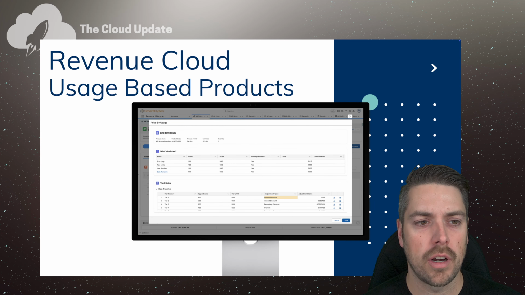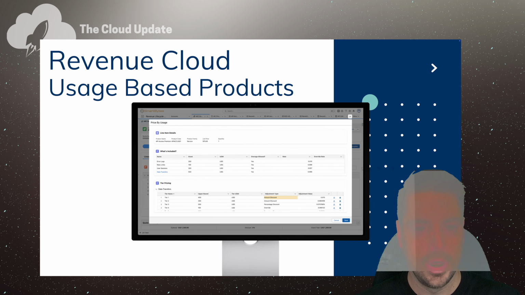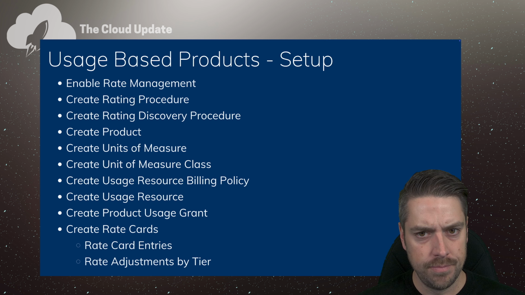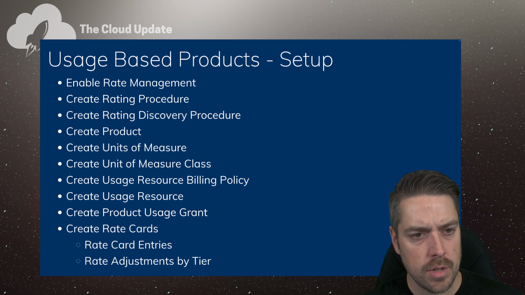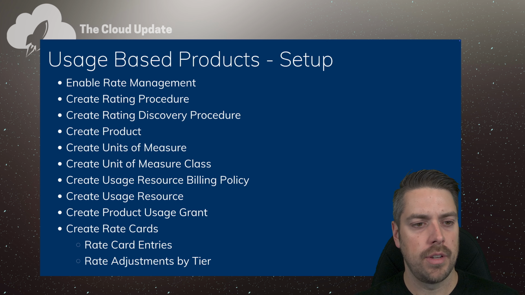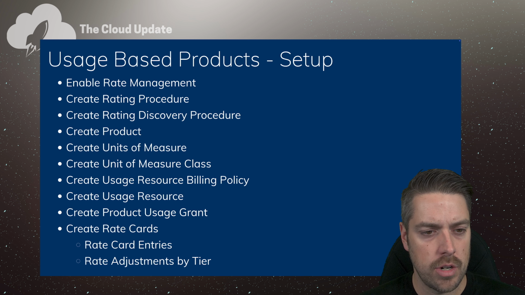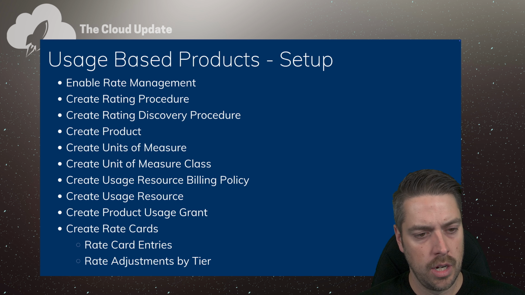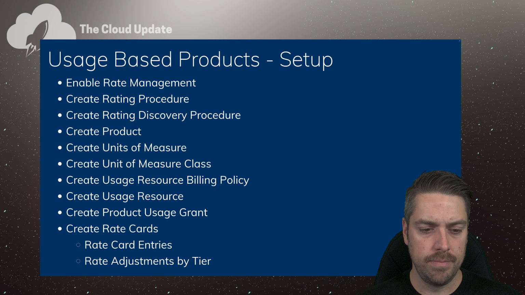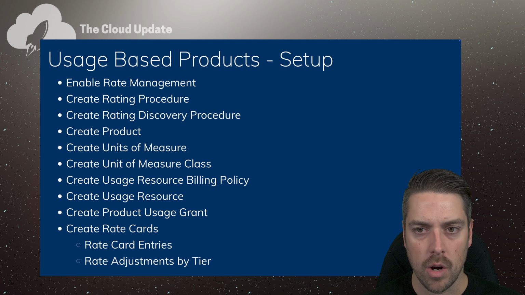Hello everyone, today we're going to be talking about usage-based products in Revenue Cloud. I'll take you through the different setup steps. So we'll go through how we can enable rate management, creating rating procedures, rating discovery procedures, creating the product, the units of measures, the usage resources, the product usage grants, and then the rate cards for our product.